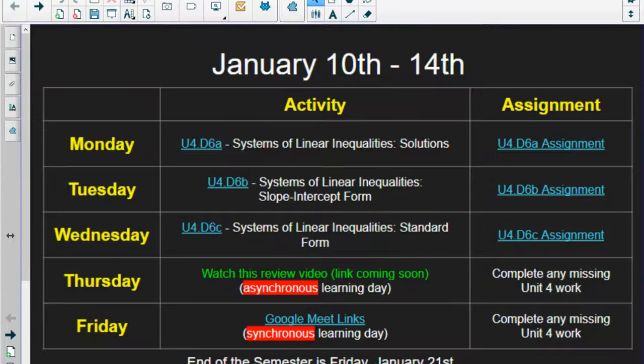All right, so just a reminder about the rest of this week while we're on distance learning. Today's Thursday, at least it should be when you're watching this. Just complete any missing Unit 4 work after you watch the video. I've got a couple of examples that'll help you with the Tuesday and Wednesday assignments. The first one will help with Tuesday's assignment. The second example will help with Wednesday's assignment.